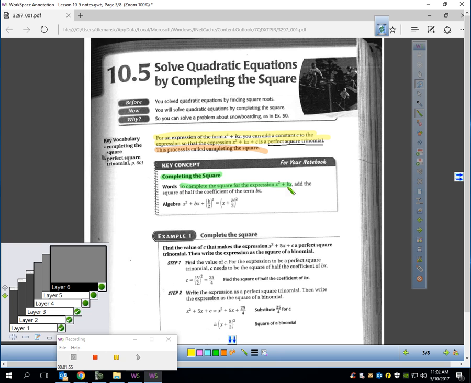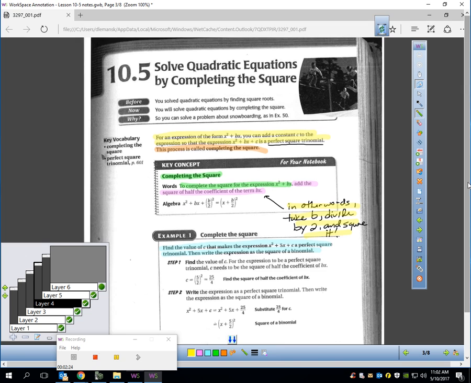To complete the square, you add the square of half the coefficient of the term bx. And if you're like, what the heck is that? It's easy. In other words, take your b value, divide it by 2, and square it, and if you do what I'm highlighting right here, you will have completed the square. Let's see that at work.